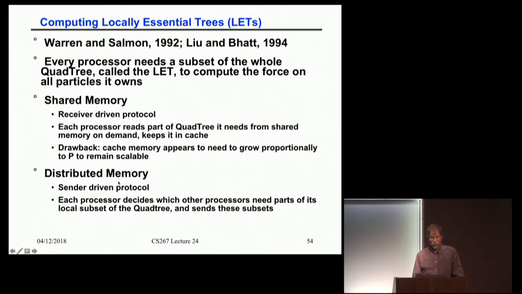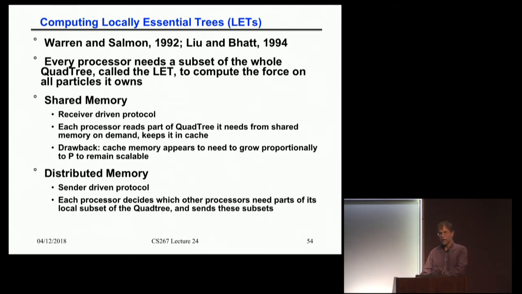So what people do now is a sender-driven protocol. Every processor looks at its part of the tree that it owns, and that it has built locally, and decides which of my neighbors do I need to send it to. And then you make a copy of it and you send it to that neighbor. And so this is some extra overhead to make the multiple copies, but then everybody gets the minimum amount of stuff that they actually need, and it scales well.